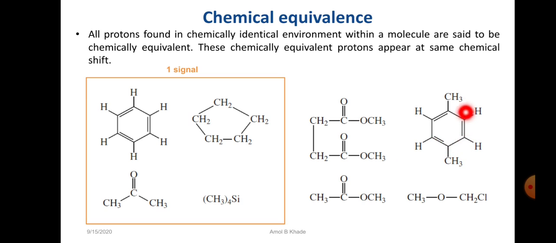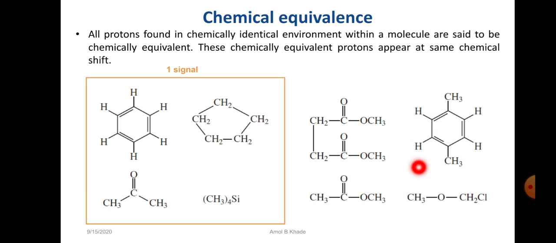Similarly, for this structure, CH3 and CH3, their neighbors are the same, they are in an identical chemical environment, so they will be giving one signal, and these 2 CH and these 2 CH will be giving one signal. So one signal for these 2 CH3 and one signal for these 4 aromatic protons.